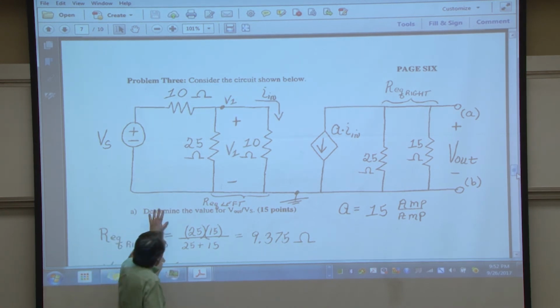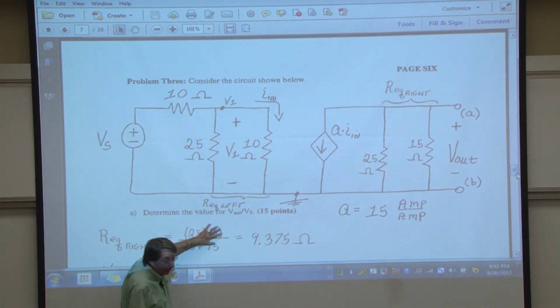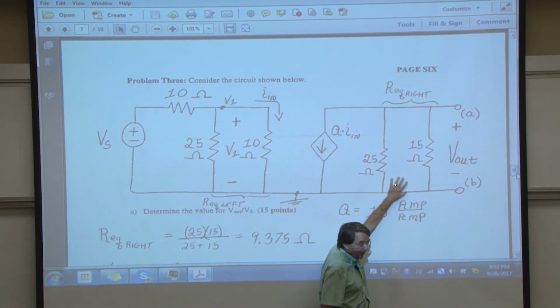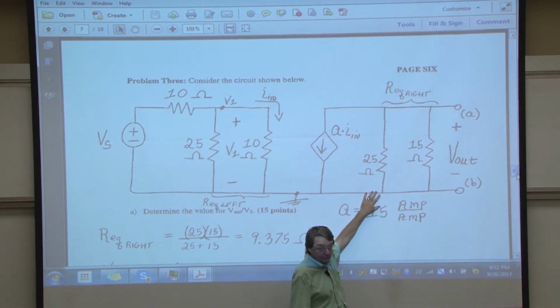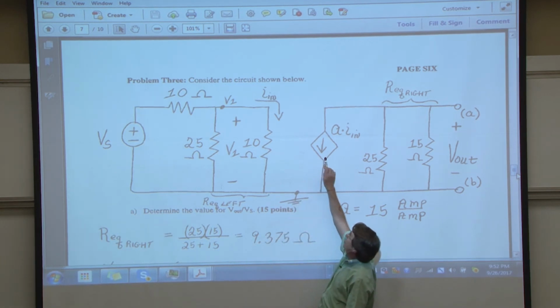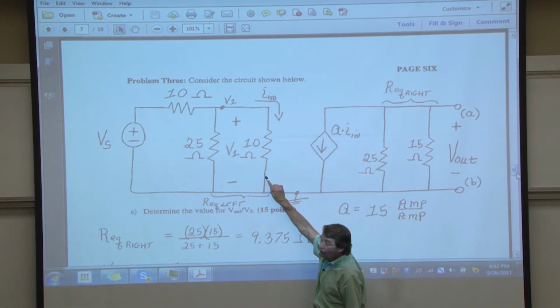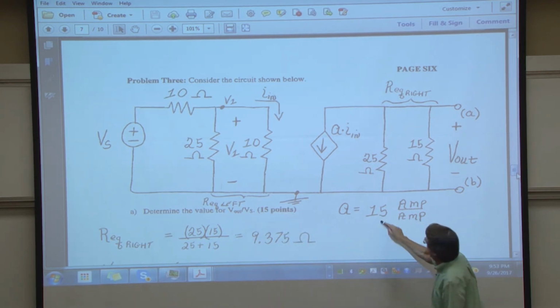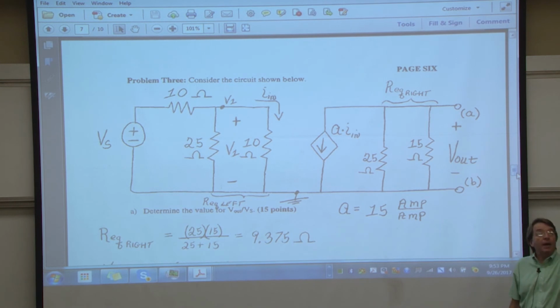Now, for all of you who saw me during office hours or came to class that one day, here's the key thing. All of this current stays here, and all of this current stays here. So in that sense, they're separate. However, this is a dependent source. So whatever the value of I in is, it multiplies it by A, which is 15. And to my colleague in the back, A is given as 15. So the first thing I do is I say, let me get an REQ right.